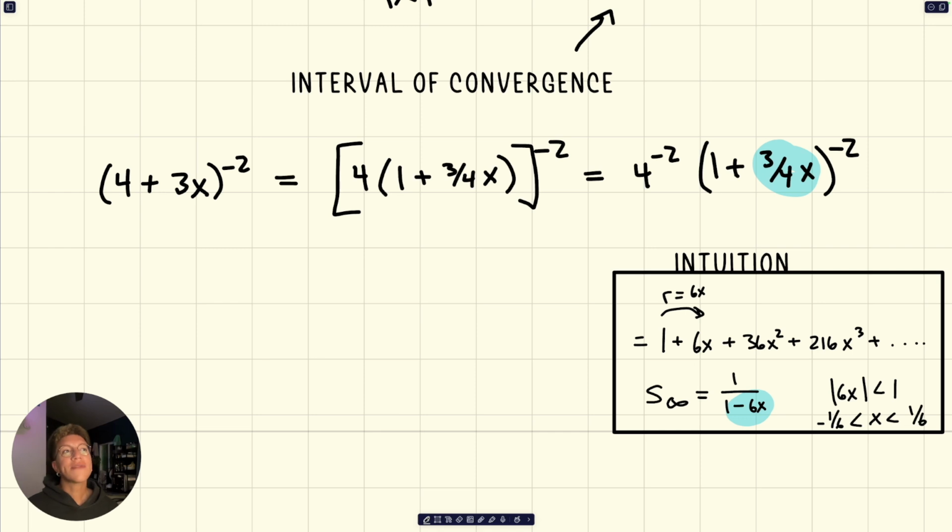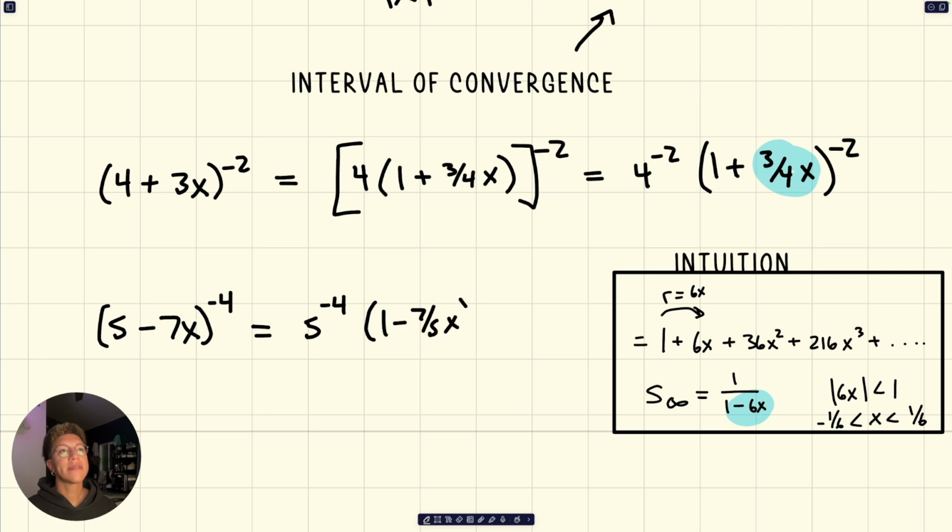And so we could do this for another number. We could say, what if it's 5 minus 7x to the negative 4th power? We could again rewrite that, and we'd factor out a 5. We get 5 to the negative 4, and then inside we'd have 1 minus 7 over 5 x, to the negative 4th. And that number right there is going to tell us what our interval of convergence is.